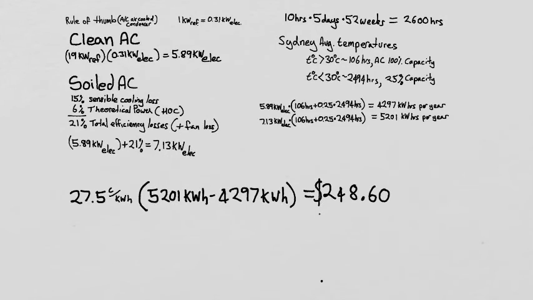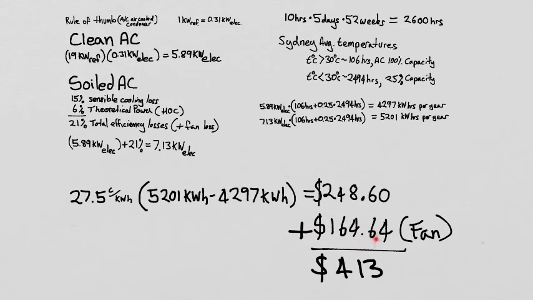When we consider the kilowatt hour difference between the soiled air conditioner and the clean air conditioner and apply a rate of 27.5 cents per kilowatt hour, we get a penalty of $248.60 for running the soiled air conditioner. When we add the $164 penalty for running the fan on the soiled air conditioner, we get a total penalty of $413.